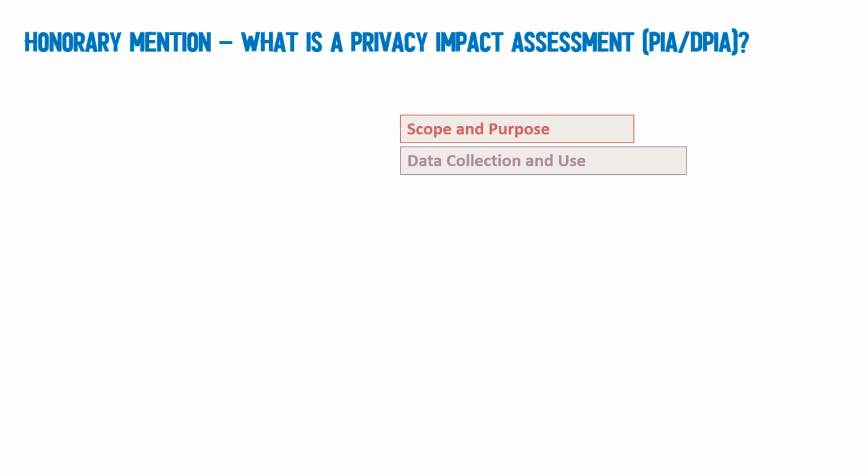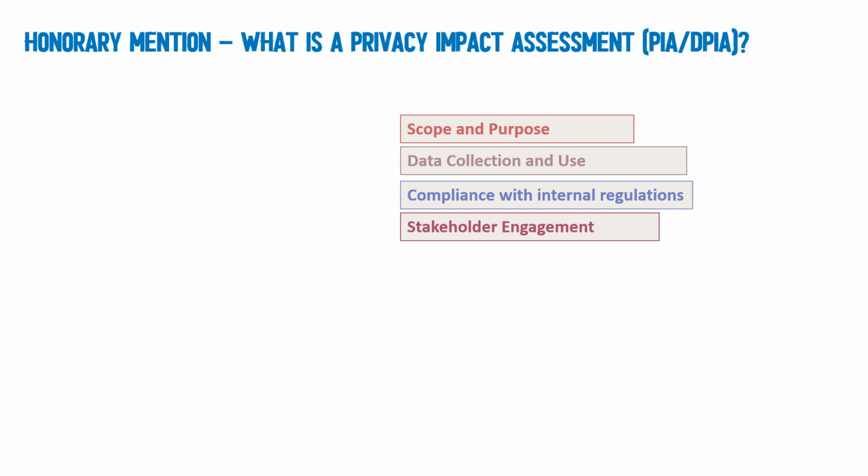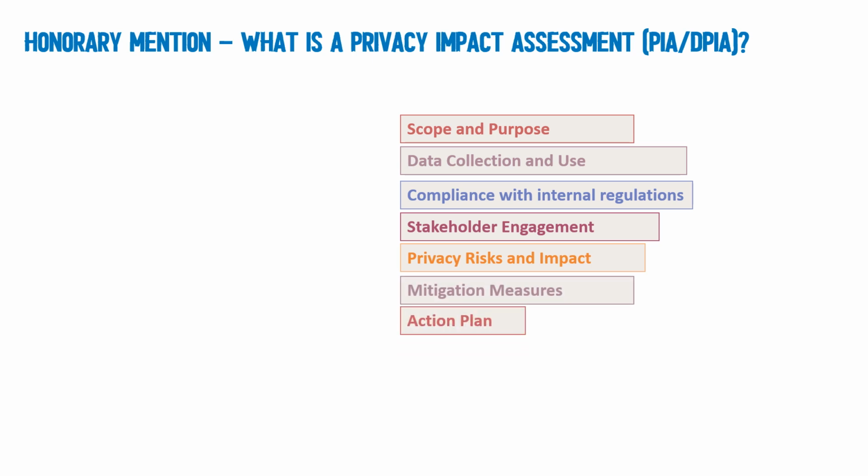We have a section on data collection and use. So what data are we collecting, for what purpose, etc. There is a component for compliance with internal or external regulations, depending on the context in which we perform this assessment. We make sure that stakeholders are engaged, as I discussed previously, making sure that people's rights are upheld, but also that different stakeholders like community leaders or NGOs or civil society are engaged. We assess the privacy risks and their impact, suggest mitigation measures, and we have an action plan to implement the mitigation measures. A privacy impact assessment is a living document, so it is something that should be reviewed and updated often.